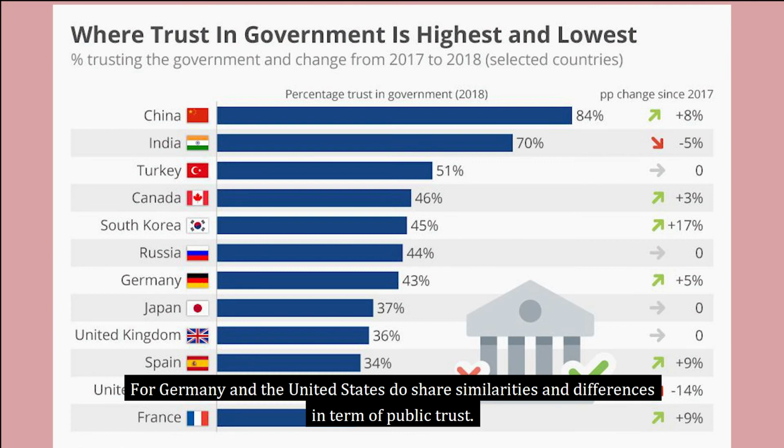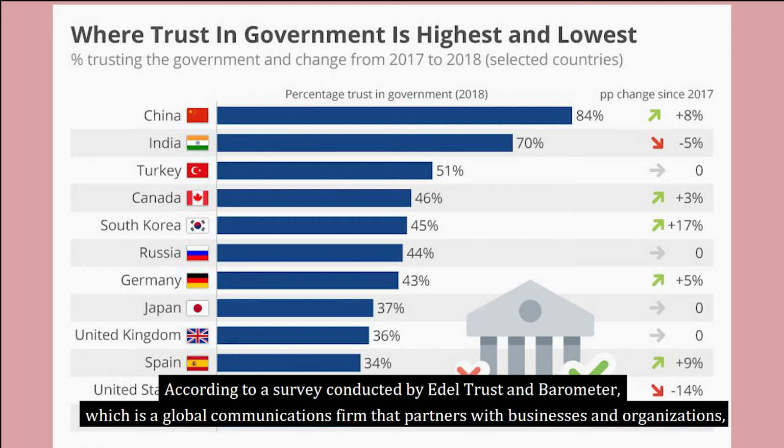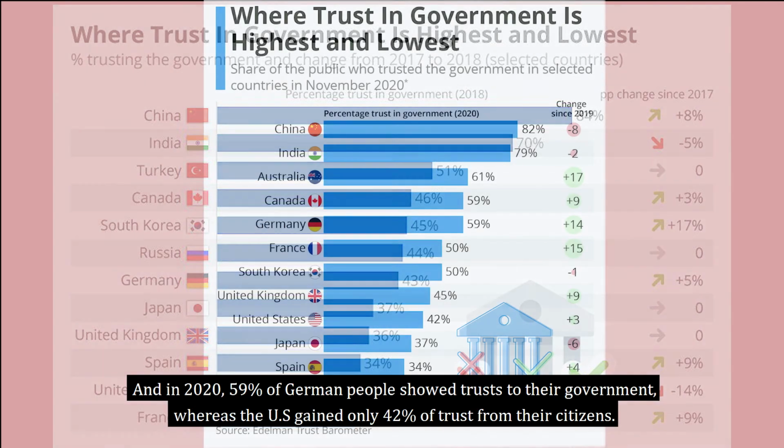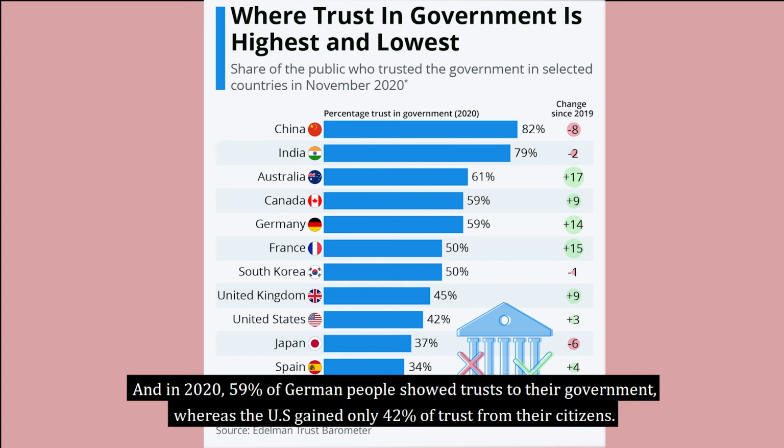So for Germany and the United States, they do share similarity and differences in terms of public trust. According to a survey conducted by Edelman Trust Barometer, which is a global communication firm that partners with businesses and organizations, in 2018, Germany received 43% of trust from their citizens, while the US received only 33% of trust from their citizens. And in 2020, 59% of German people showed their trust to their government, whereas the US gained only 42% of trust from their citizens.